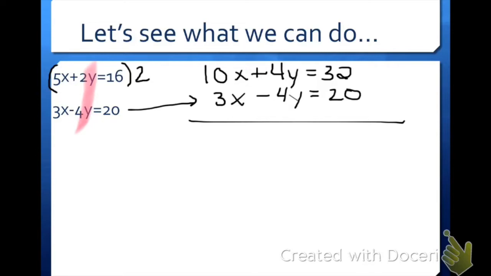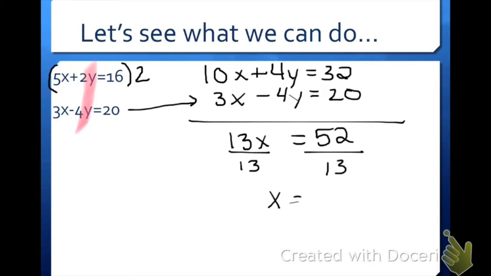So 10x plus 3x would give me 13x. 4y plus negative 4y will give me just 0, so I don't have to worry about that. And this would give me 52. Divide by 13, divide by 13, and I get x equals 4.